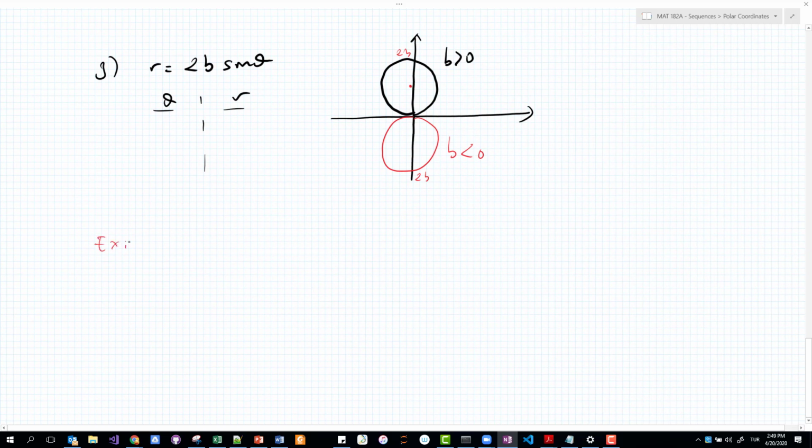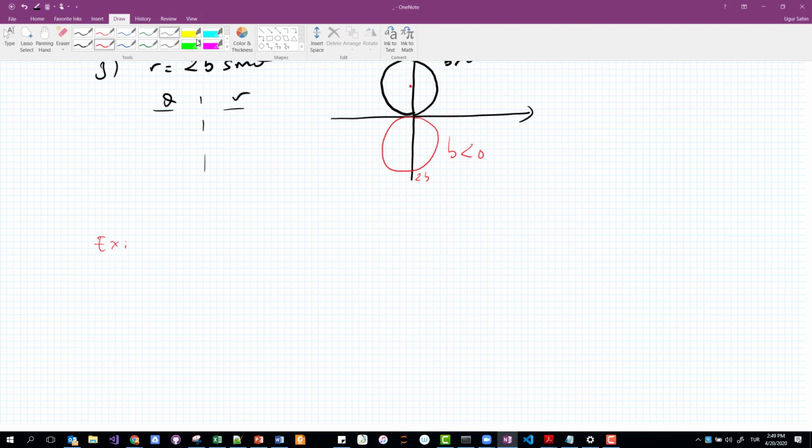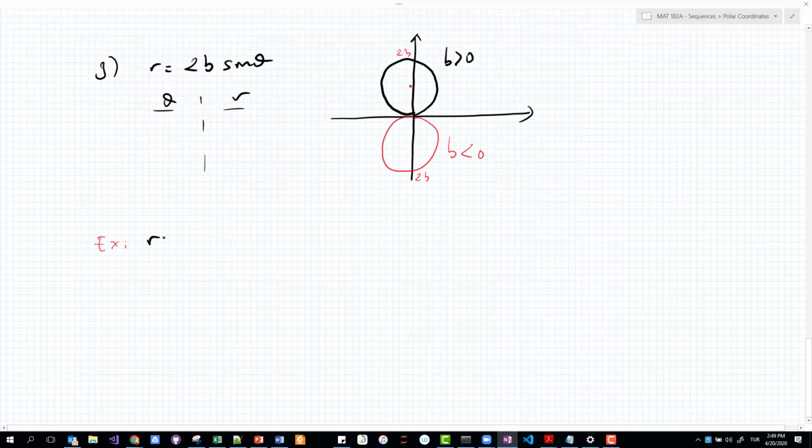do some examples. Let's say, for example, r is equal to 2 cosine theta. As you see, a is here, 1 is my radius, and this is bigger than 0. That is why I need to have such a shape. This is going to be my circle, since I have the 2 cosine theta.